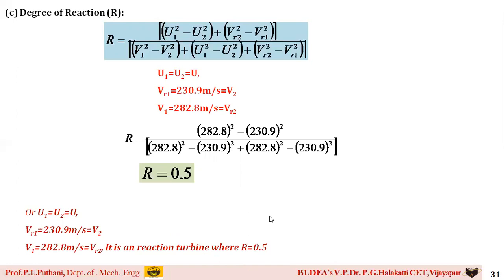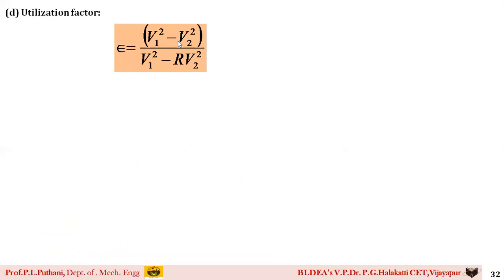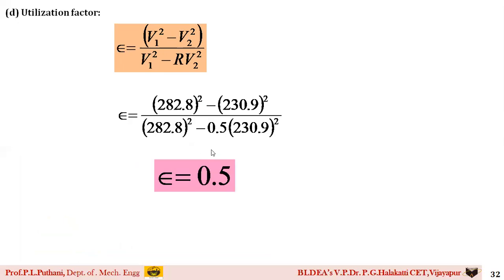Similarly, another point left is regarding the utilization factor epsilon. Epsilon is equal to V1 square minus V2 square divided by V1 square minus R V2 square. You have the values, substitute the values, you get epsilon as 0.5.